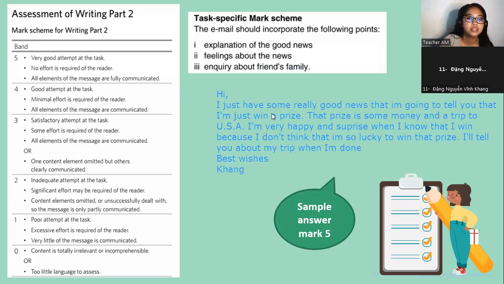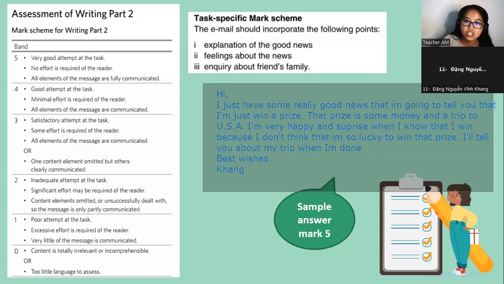Okay, so this is it. So let me read this one for you. Hi, I just have some really good news that I'm going to tell you, that I just win a prize. That prize is some money and a trip to USA. I'm very happy and surprised when I know that I win because I don't think I'm so lucky to win that prize. I'll tell you about my trip when I'm done.